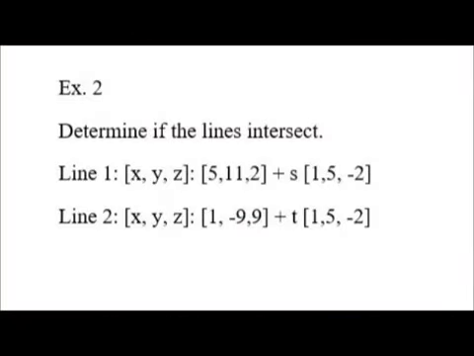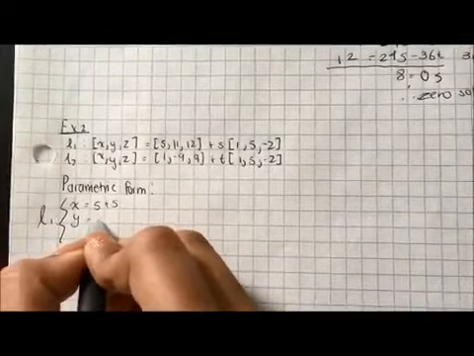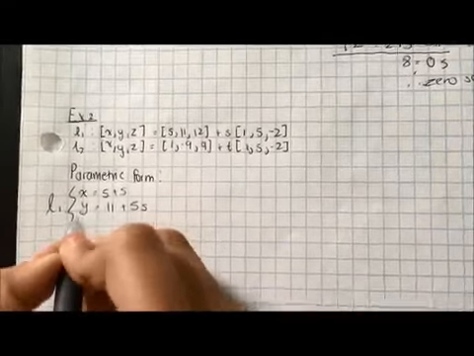Example 2 is determining if 2 lines in 3 space intersect. Line 1 is 5, 11, 2 plus s times 1, 5, negative 2. Line 2 is 1, negative 9, 9 plus t times 1, 5, negative 2. From the equations, the direction vectors are the same, so the 2 lines are parallel. In order to solve this, you would write each equation in parametric form.